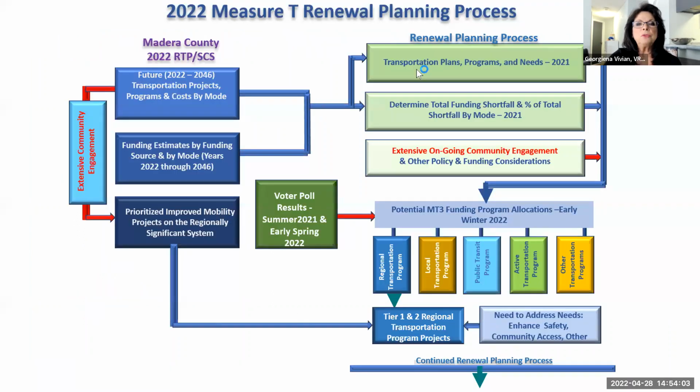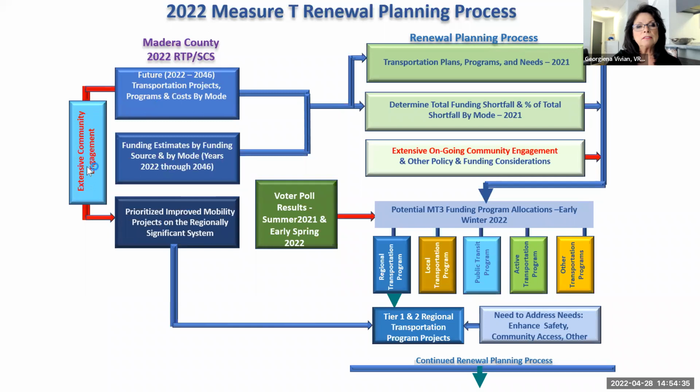So this just provides you with an overview of how the regional transportation plan process feeds into the measure. I think you've seen this before when we first started, but you can see that the future transportation projects, programs, and cost by mode are reflected from the RTP SCS. There are funding estimates and funding sources that are identified. From there, we also are able to prioritize those improved mobility projects on the regionally significant system.